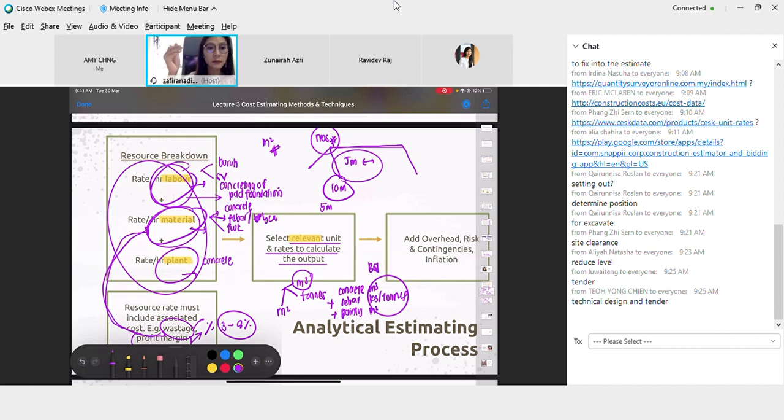So it will reflect the real composition of cost of that material or that part of work. So you have to choose. For example, sometimes for concrete we don't use meter square, we don't use meter cube, we use meter square, or we use ton, depending. You look at the BQ to see what unit rate they use. Okay? Then you have to add overhead for risk and contingencies and inflation.